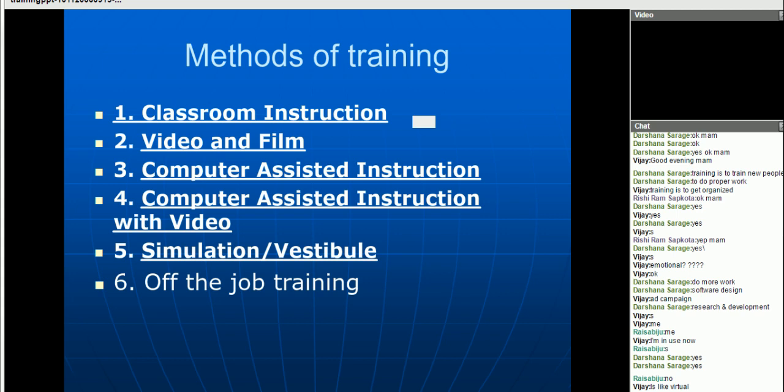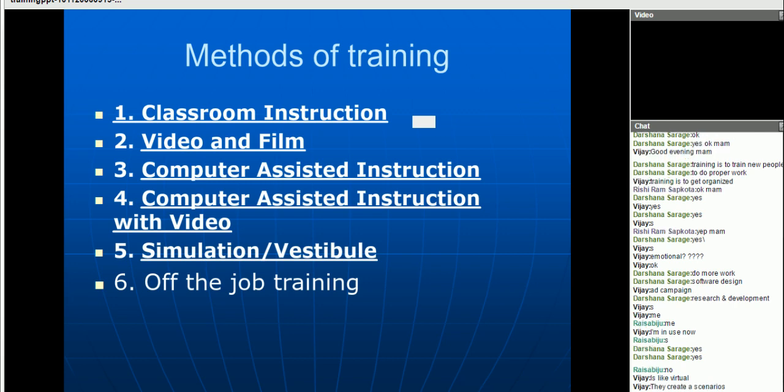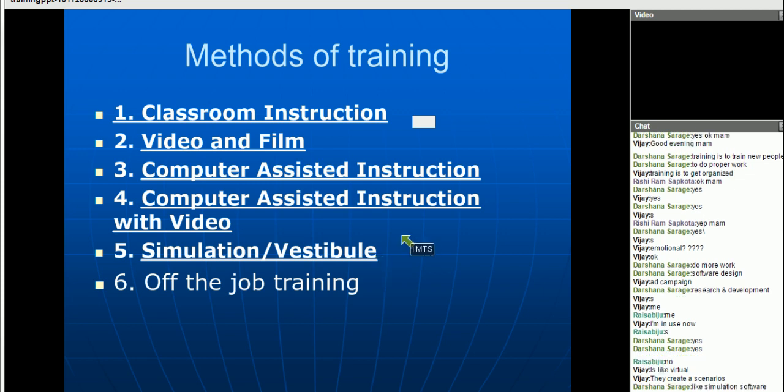Yes, it's like virtual. Yes, Vijay, you are very close. Yes, they create scenarios. It's like on-job training. You are put to work, not exactly put to work, but situations like those are created. So that is simulation or vestibular training. A live situation is created and on the basis of that you have to react. So that is a type of training which is very popular. And when you are studying, this type of training is given with the help of case studies.